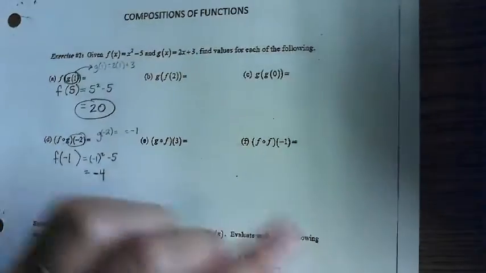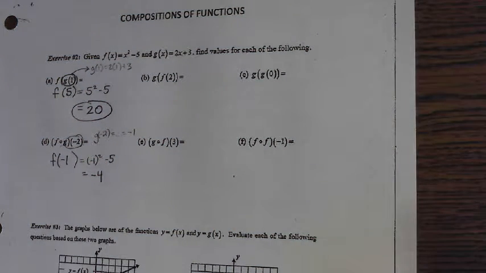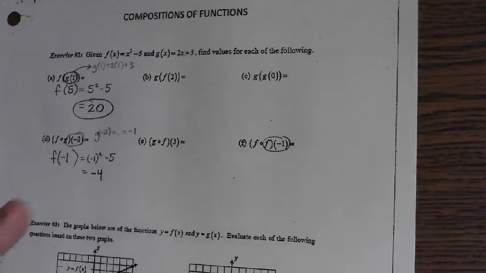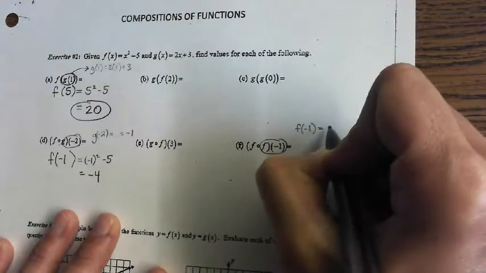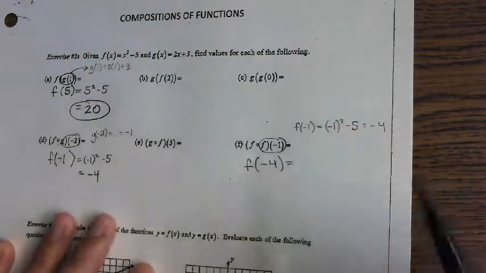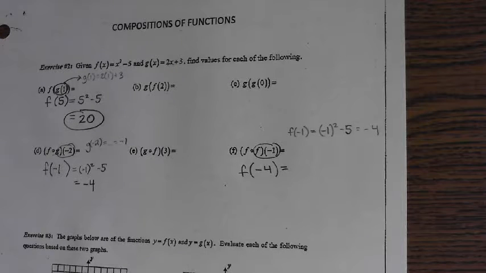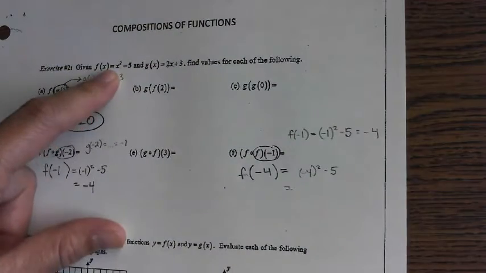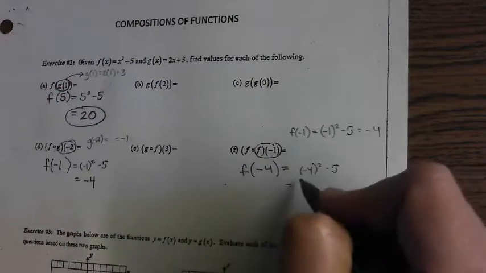I want you to jump to either C or F. I'll go to F because this particular composition is the same function twice. So F of F of negative 1. So what you'll do still, inside out, is figure out what F of negative 1 is. F of negative 1 is negative 1 squared minus 5. That's negative 4. So now we're doing F of negative 4, because I'm replacing that initial F of negative 1 with its negative 4 value. And F of negative 4, I'm still dealing with the F function. That's going to be negative 4 squared minus 5. 16 minus 5 is 11. And so that would be the answer there.